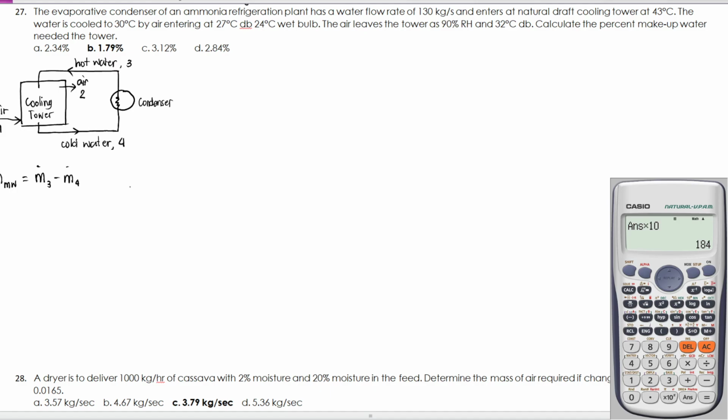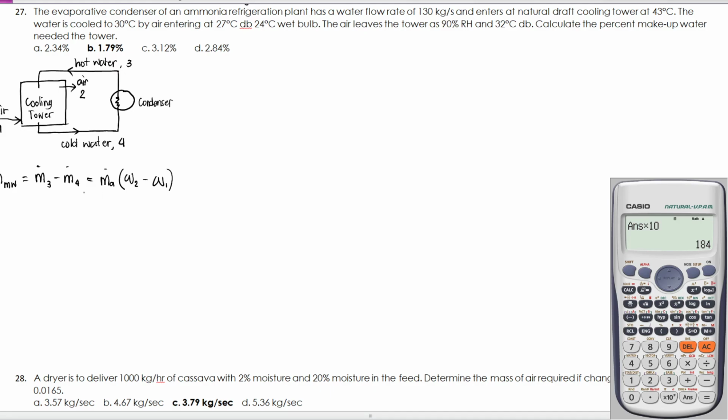Alright? Or in terms ng mass ng air or yung amount ng air, so pwede rin natin makuha na yung mass of makeup water is equal sa mass flow rate ng air times yung kanyang change of humidity ratio. Humidity ratio 2 minus humidity ratio 1. Kasi, yung mass ng air natin dito is in terms of kilograms of dry air. Kapag minultiply natin to humidity ratio, ang matitira is in kilograms of water vapor. Okay? So, nagkakaroon nga ng makeup water gawa nga ng water na nag-i-evaporate.